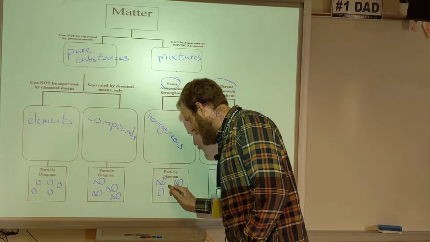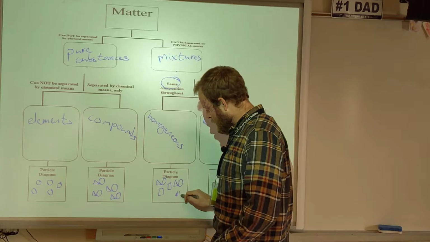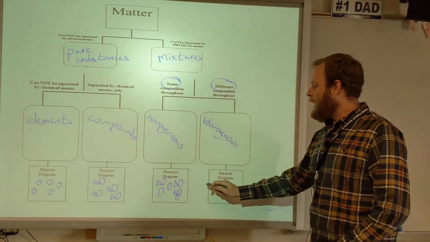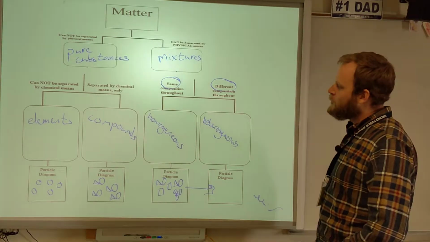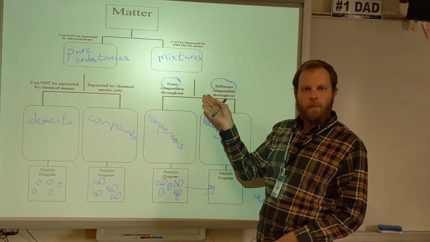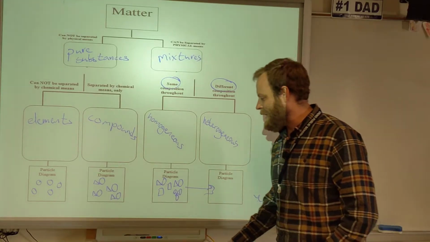Particle diagrams of mixtures, you're going to have maybe some compounds with some elements, but they're not going to be bonded together. The groups of things are not all bonded together. So there I'm just drawing some random stuff. And then these two particle diagrams are going to look the same. You can't tell if it's same or different composition throughout by the particle diagram. You would have to actually look at it.